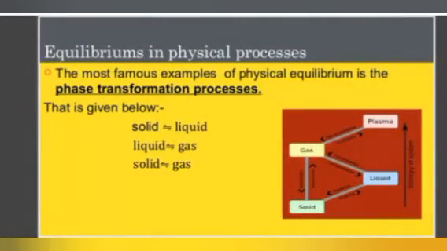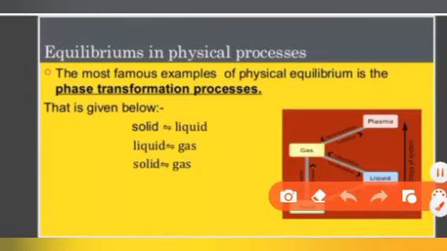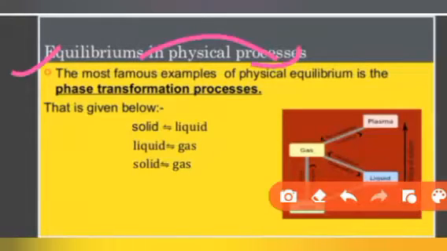So, equilibrium in physical processes. Let's start the classification of equilibrium. Equilibrium is a state at which the concentration of reactant and product do not change with time. This is the definition that we studied. Or in other words, it is when the rate of forward reaction becomes equal to the rate of backward reaction. Now the classification of equilibrium: the equilibrium that is set up in a physical process is called physical equilibrium, and the most famous example of physical equilibrium is the phase transformation process.